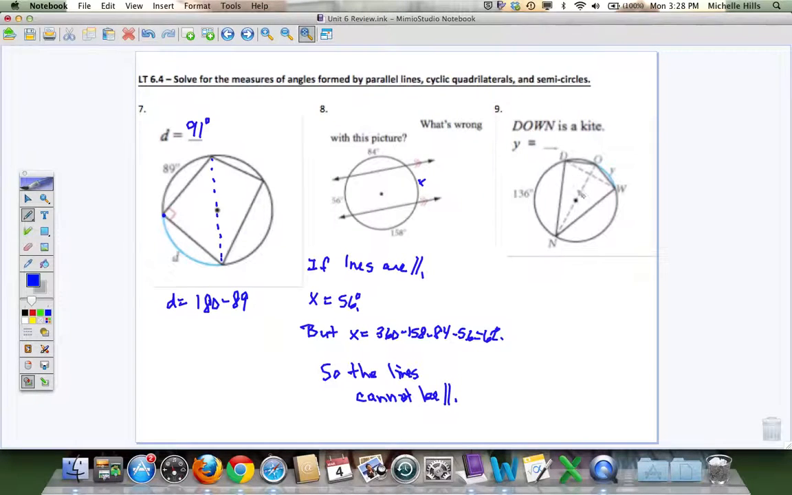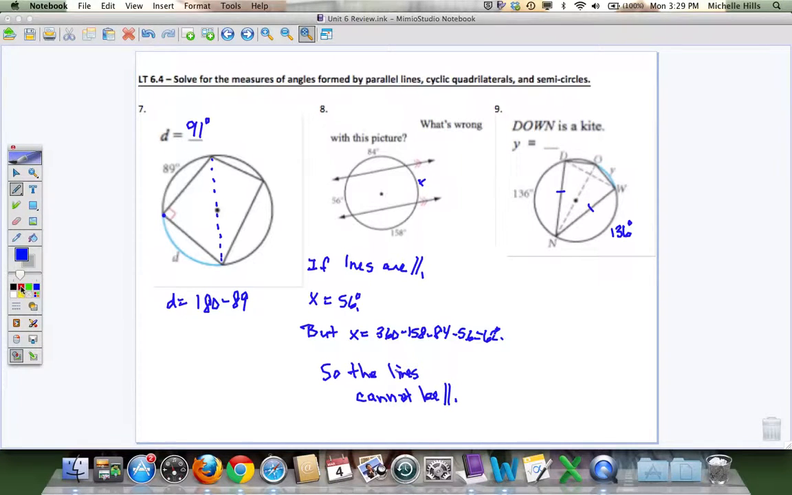Okay, so it tells me this is a kite, and it wants me to find y. What I know is if this is a kite, these two are congruent. Because those two chords are congruent, it means that this is also a 136-degree arc. Y is half of this remaining arc, which is not wanting to mark very well. Y is half of this. Why all of a sudden it's not wanting to work, I don't know.